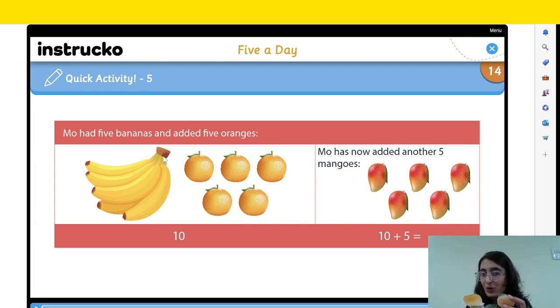So how many fruits in total? 15. So 10 plus 5 is 15. Before the mangoes, we had 10 fruits, right? And now if we add 5 mangoes also, now we have a total of 15 fruits.